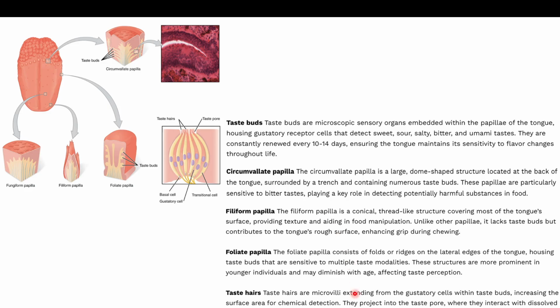So, the taste hairs, which are like microvilli extending from the gustatory cells. These are the gustatory cells, and these are the taste hairs over here, increasing the surface area for chemical detection. They project into the taste pore where they interact with dissolved food molecules to initiate the taste signals. This is the taste pore. Taste hairs are eventually projecting here and then interacting with the food molecules.